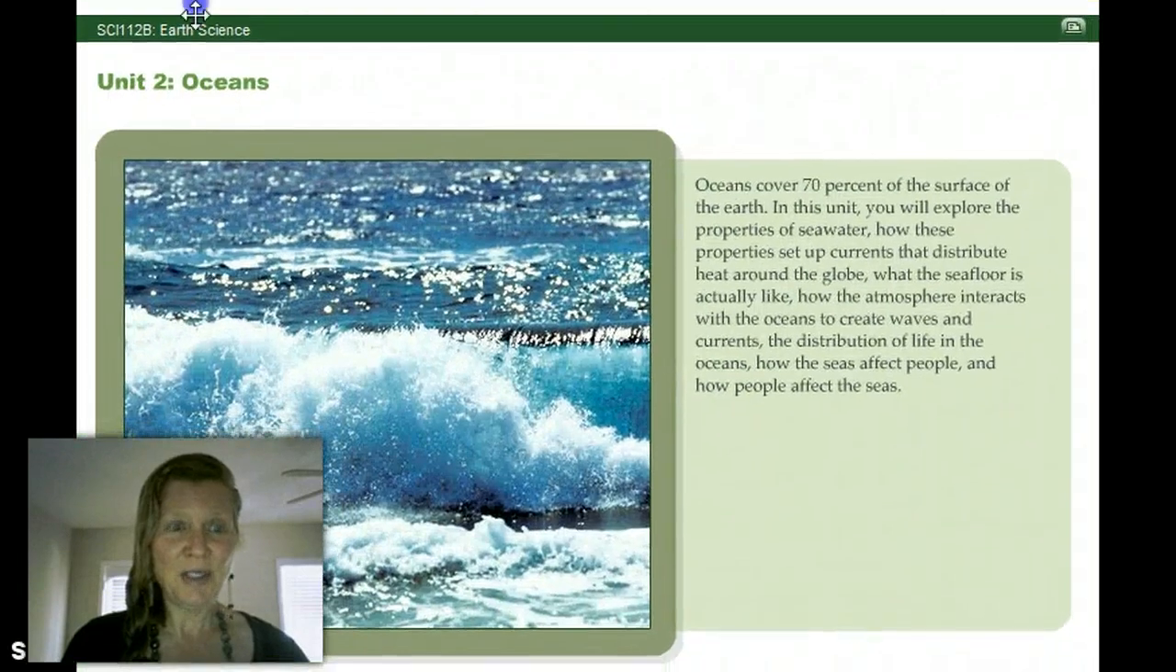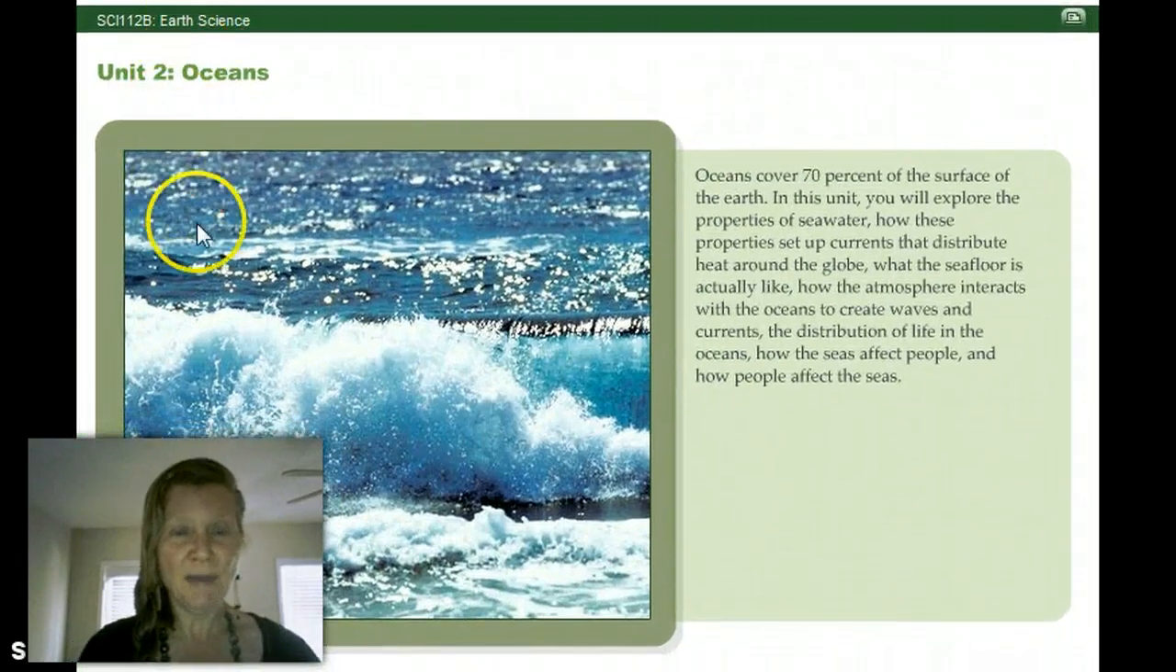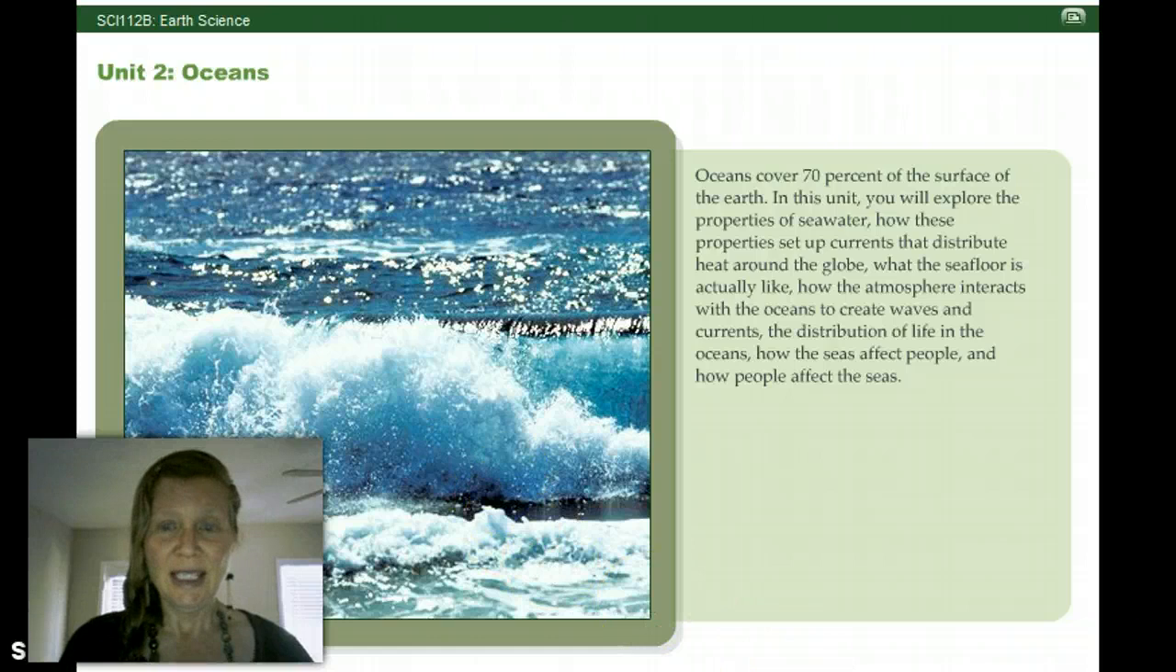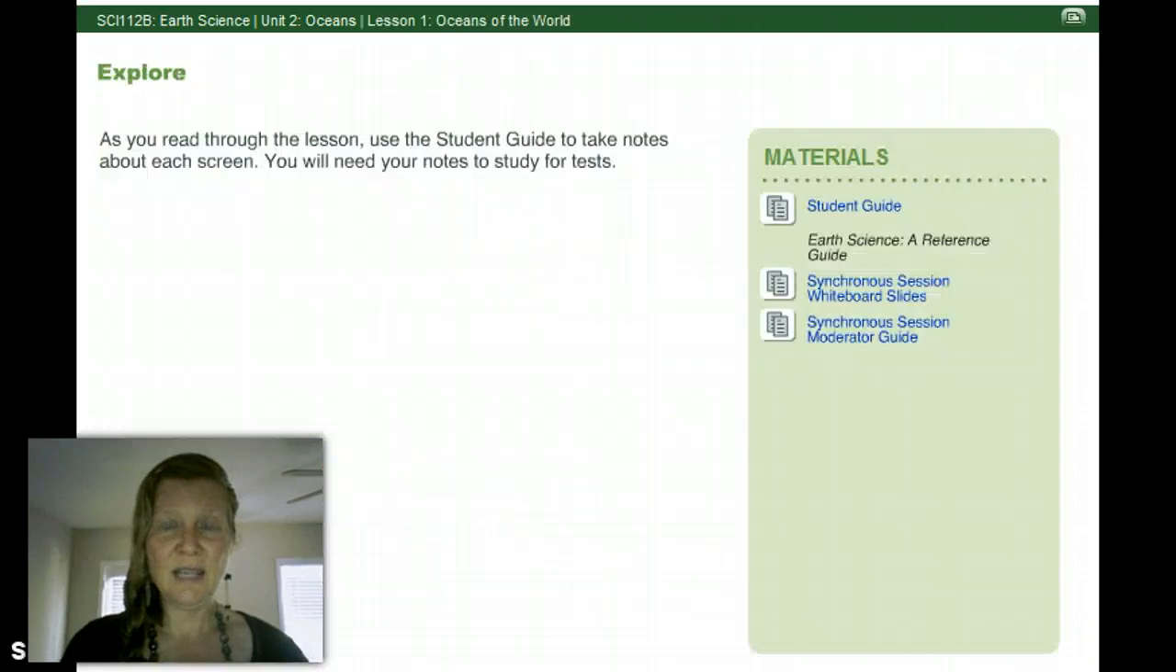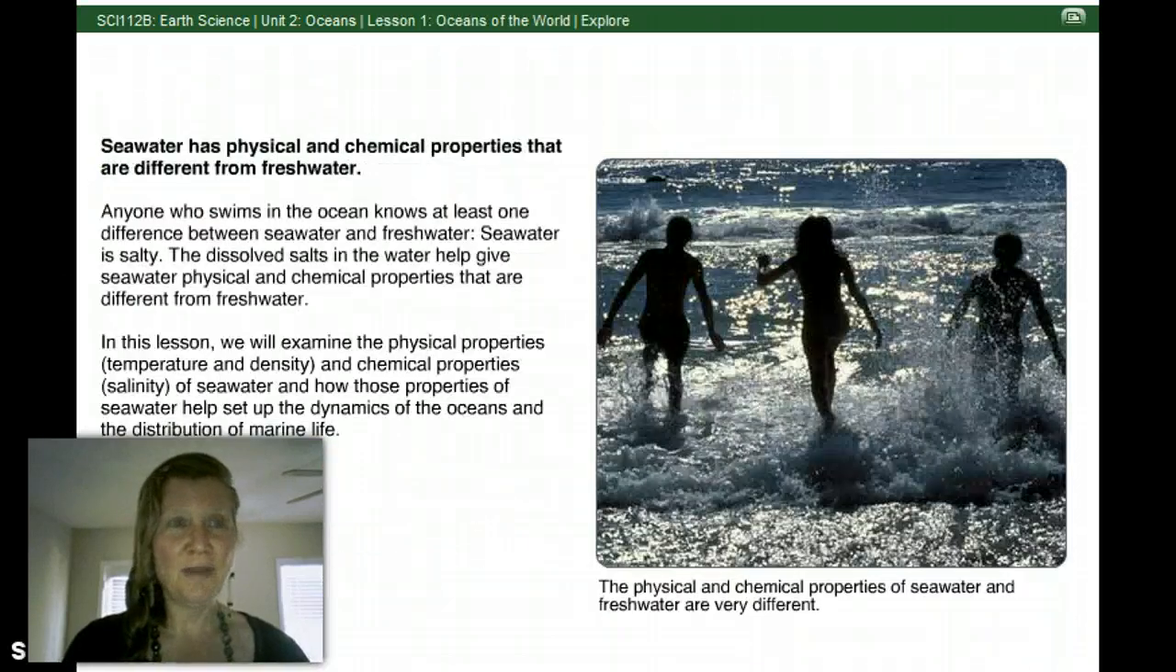Now, for this first part of the unit, when we're talking about oceans of the world, there are some main points that you need to consider. Our mastery map is identifying the chemical and physical properties of seawater and what makes seawater so unique. You're going to be looking at salinity and the influence of density and temperature.